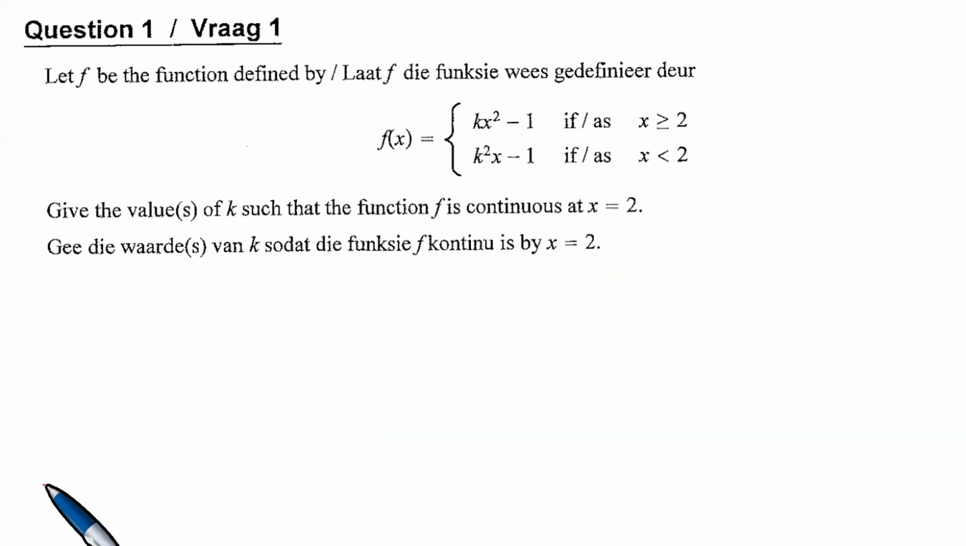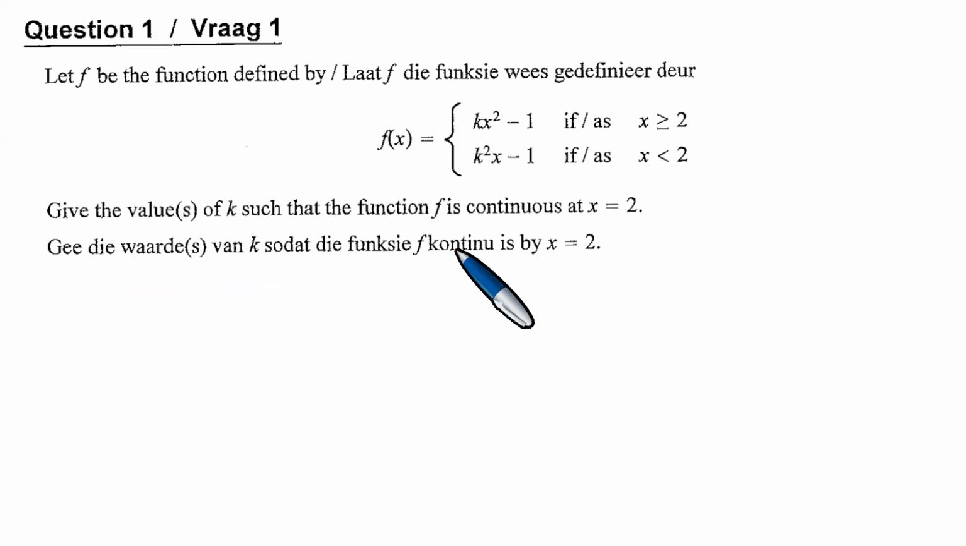Okay. The other things that we're going to discuss, like the derivatives, are coming. I want us to look at question 1. Let f be a function defined by this particular function, which is a piecewise function. Give the values of k such that the function f is continuous.